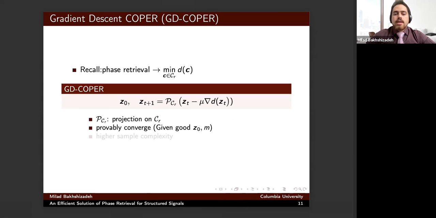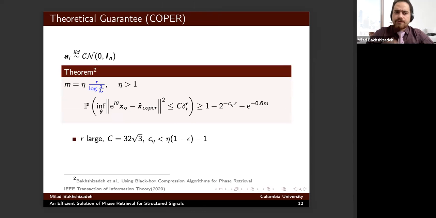We proved that this method provably converges to the right signal, provided a good initial point and enough samples, which we are going to see in detail in the next couple of slides. However, GD COPER has higher sample complexity in comparison with COPER. So we are going to discuss this difference as well, and we are going to propose a solution for this suboptimality.